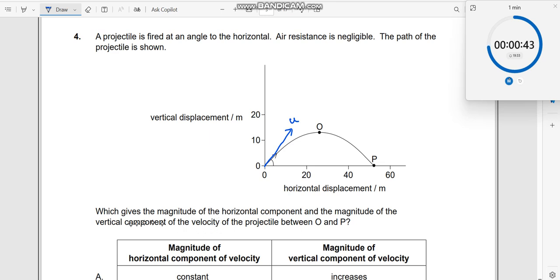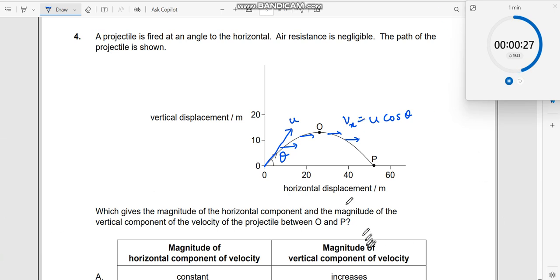Which graph gives the magnitude of the horizontal component? What happens to the horizontal component? If this is being fired at an angle theta, then the horizontal component is always the same, right? You know about this, which is nothing but u cos theta. Vx is equal to u cos theta.